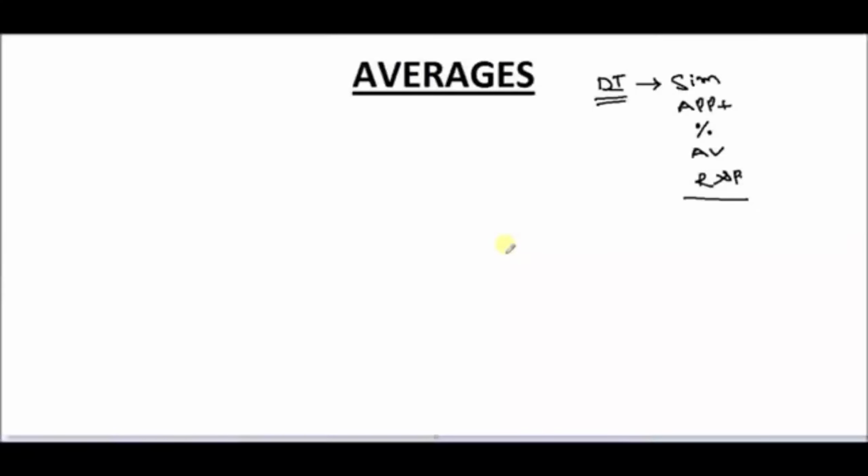Averages is a very simple chapter. Simply, averages, or we can take it as arithmetic mean, both are okay. Average is equal to the sum of the items, given items or findings, divided by the number of items. Sum of the items divided by number of items should be taken as average.